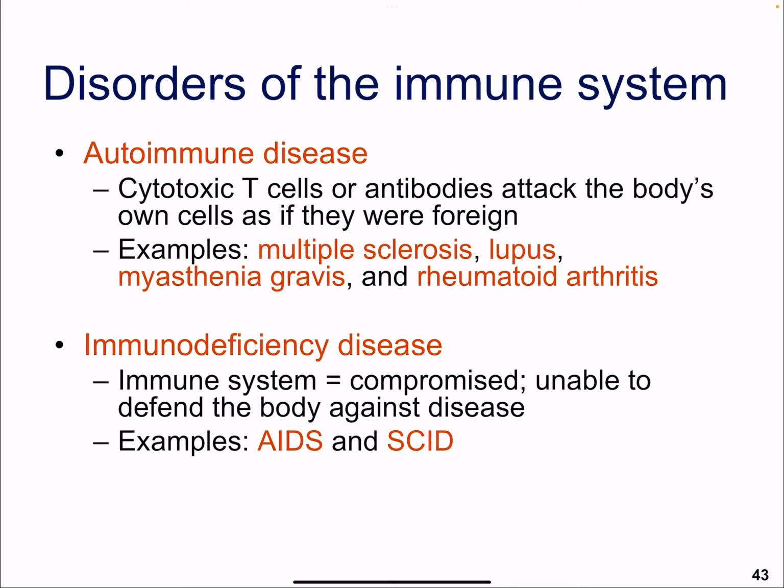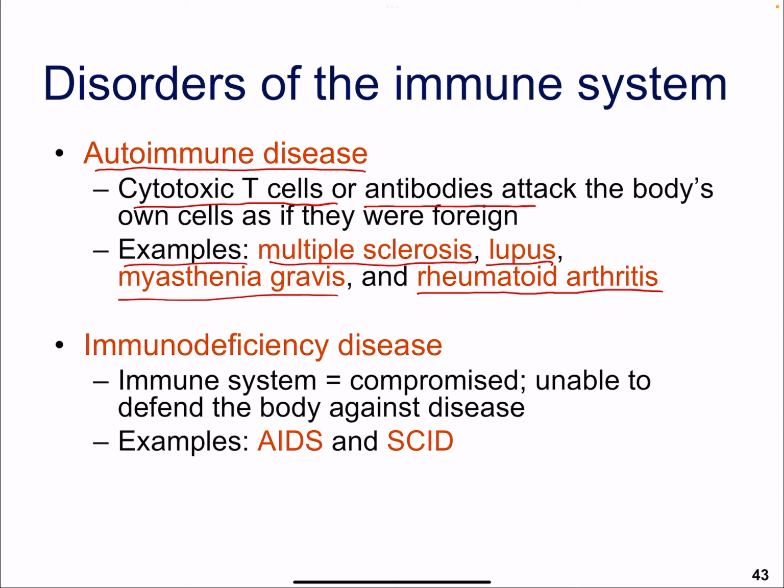And then, what are some disorders of the immune system? Some disorders of the immune system include autoimmune diseases. This is when cytotoxic T cells are going to attack our own body tissues as if they were foreign tissues. Besides cytotoxic T cells that can do this, antibodies can also do this. Okay? Some examples of autoimmune diseases are, for instance, multiple sclerosis, lupus, like at the beginning of this chapter, myasthenia gravis, and rheumatoid arthritis.